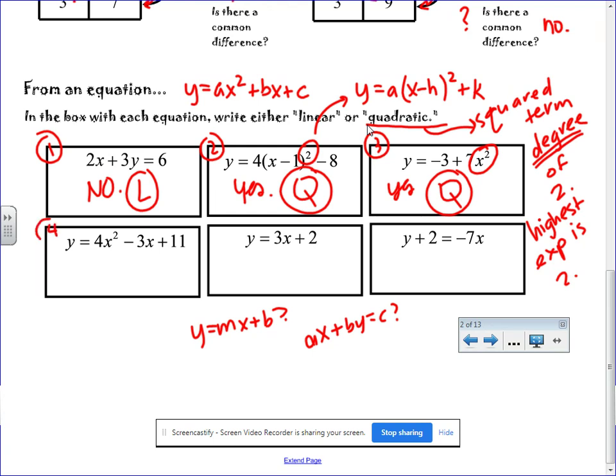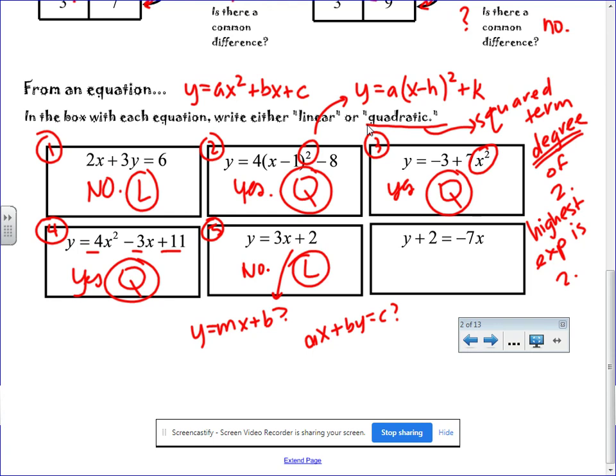Anyway, number 4. y equals 4x squared minus 3x plus 11. Oh my gosh, ax squared plus bx plus c. Perfect. That is standard form of a quadratic. So yes, it's quadratic. Number 5, y equals 3x plus 2. That's mx plus b. So no, that is not quadratic. That is linear.